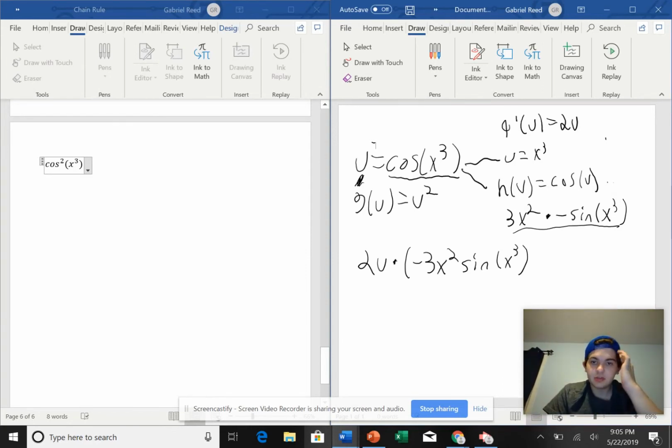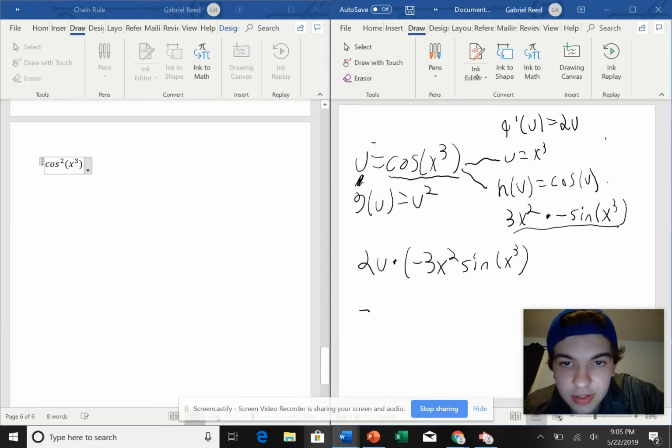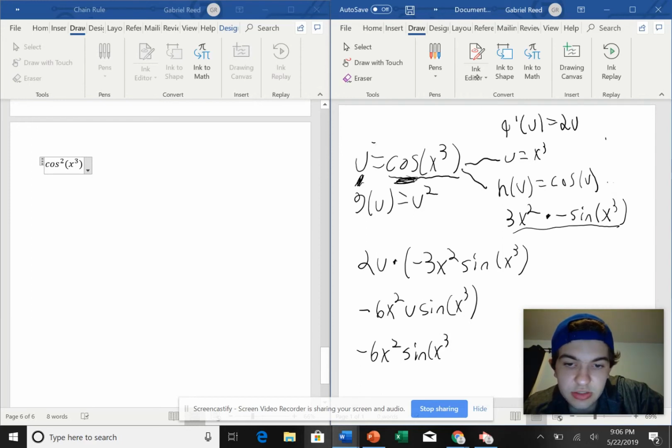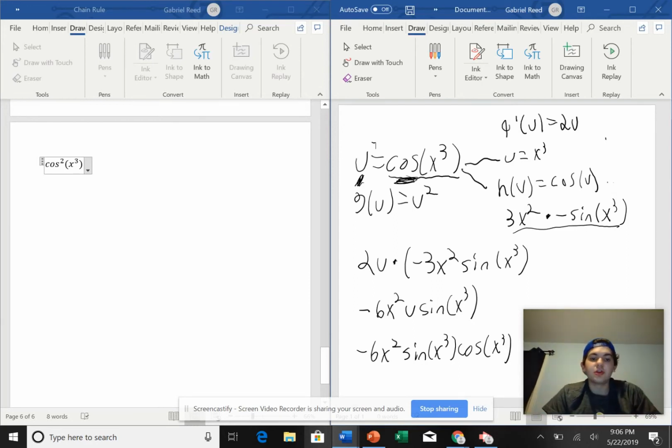Now we have these two values. We just multiply them together, and we'll get our final answer. So we have negative 6x squared u times the sine of x to the third. But now we already know our u value from our original part, and that's cosine of x to the third again. So I put that in, and that will give us our final answer, which is negative 6x squared sine of x to the third times the cosine of x to the third.